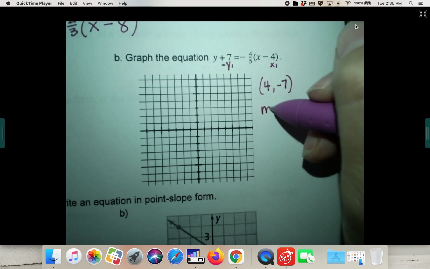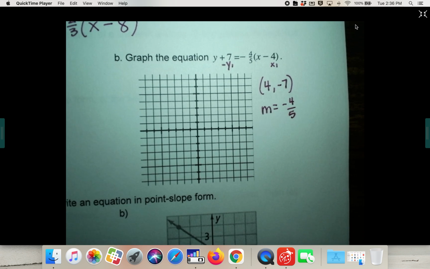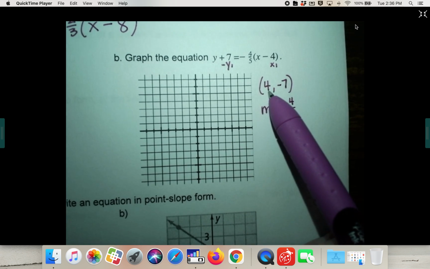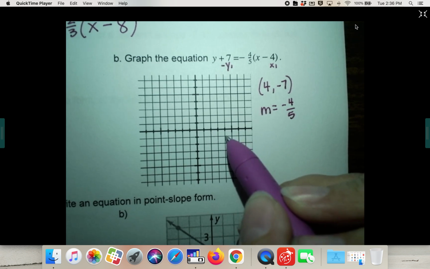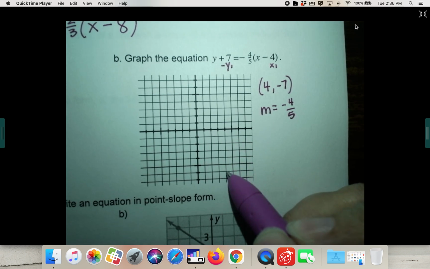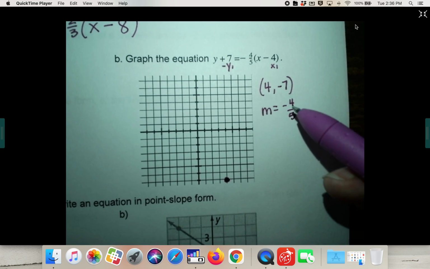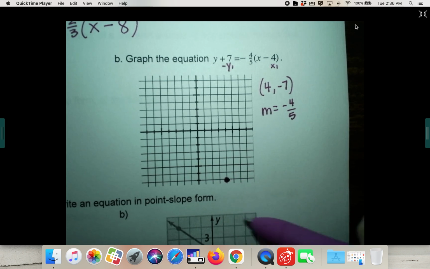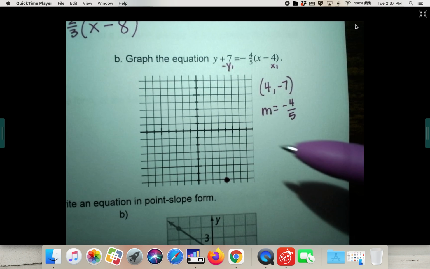And my slope is -4/5. All right, so let's go graph this. Put your first dot at 4, -7. So 1, 2, 3, 4, 1, 2, 3, 4, 5, 6, 7. That's why this graph is so much bigger. And then down 4 over 5, because that's a negative, you're going to have to go down 4 over 5. That's going to be off the graph. So you can still go the other direction.